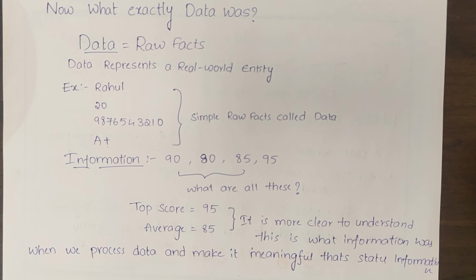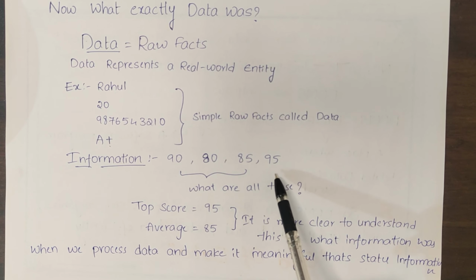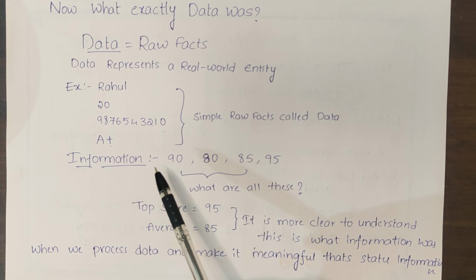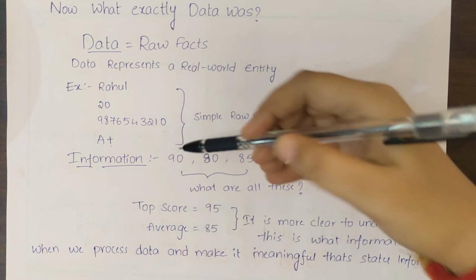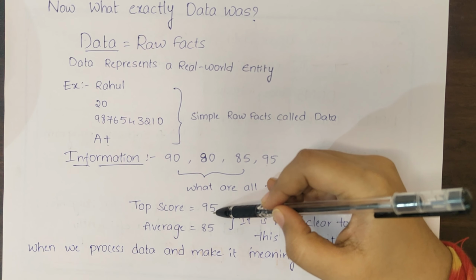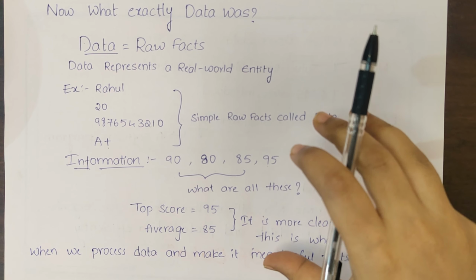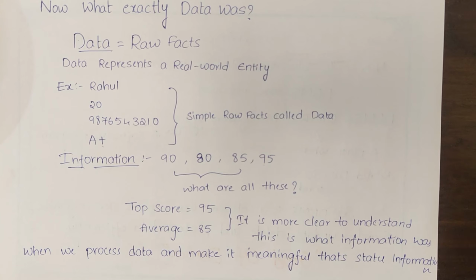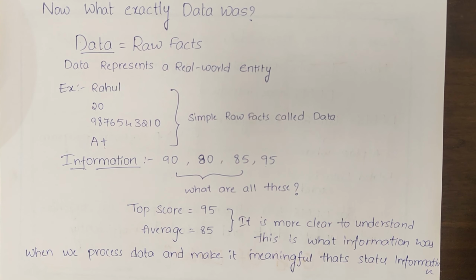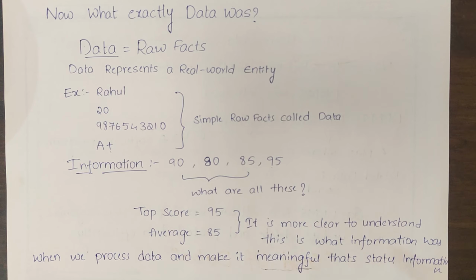Now comes information. Here the data is spread randomly like 90, 80, 85 and 95. There is no value for this. All the data is spread across. So when we write this 95 as a top score and 85 as the average score, it is clearly understandable. So this is what is called information. Let me give you the definition. When we process data and make it meaningful, that is information.